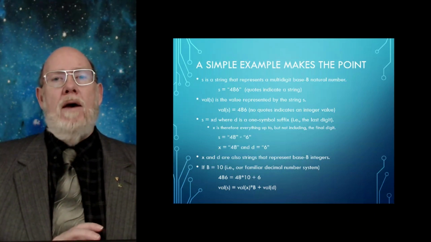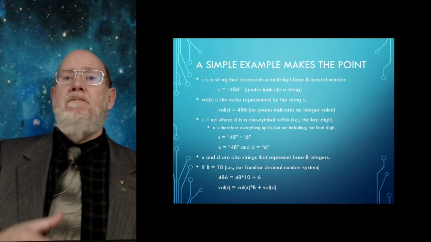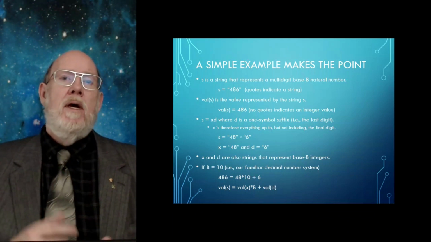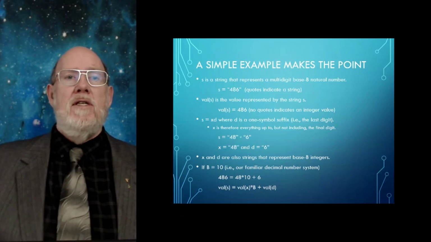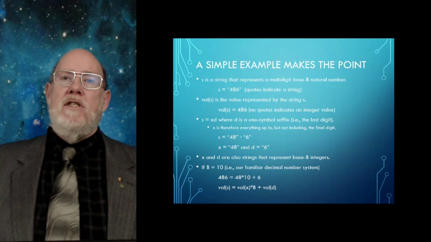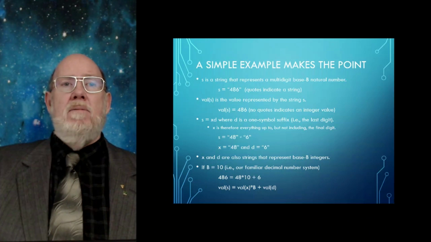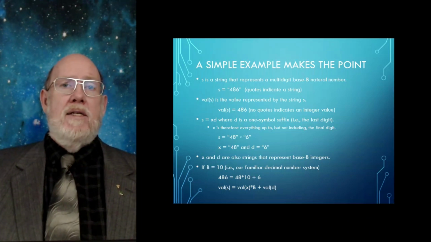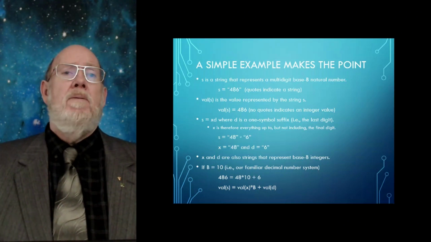Let's assume that we have a function that takes a string as an argument and returns the value that that string represents. Here we will call that function val. In C, this function is atoi, standing for ASCII to integer. Most languages have similar functions. Here, when we pass it our string s, the return value is 486. Notice the lack of quotes, since this is an actual value.